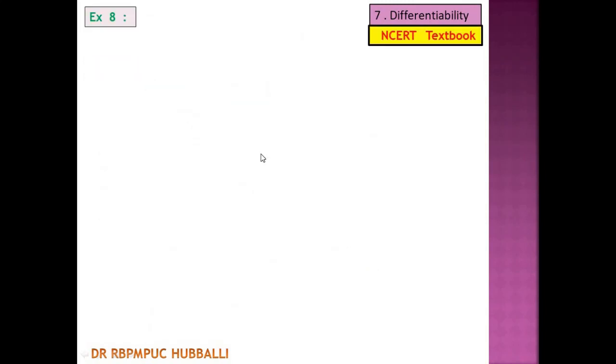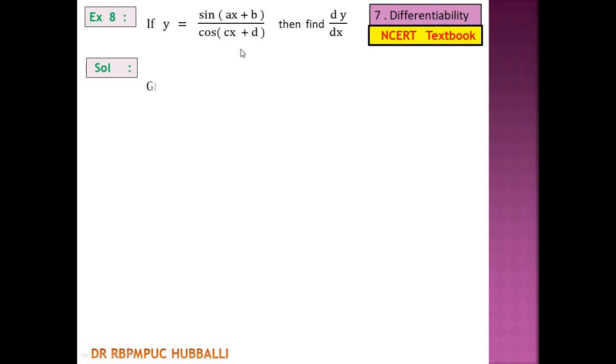So take another example, an NCERT textbook example. This is very important. If y is equal to sine(ax + b) divided by cos(cx + d), then find dy by dx. First write the given function, sine(ax + b) divided by cos(cx + d). Differentiate with respect to x.